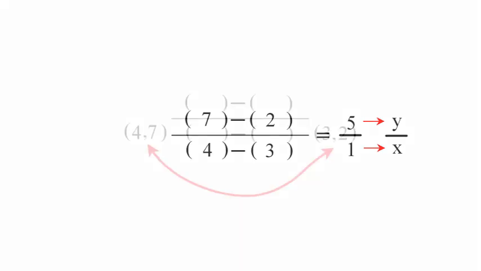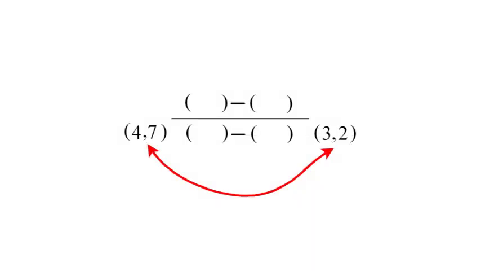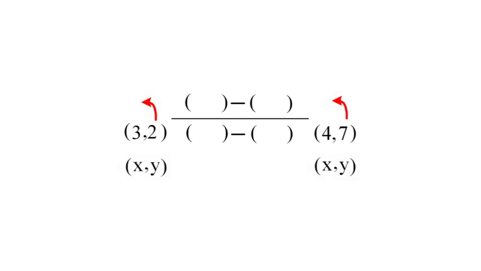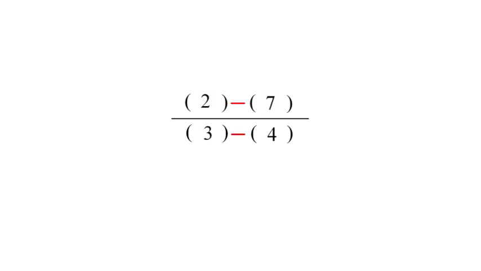I did this problem with the point 4, 7 first and the point 3, 2 second. Let me switch the points around and show you that it comes up with the same slope. Just like the first problem, I stand the y numbers on top of the x numbers like this. Next, I slide the numbers into the slots in the formula. Now all I have to do is the arithmetic across the top and across the bottom. 2 minus 7 is minus 5 on the top, and 3 minus 4 is minus 1 on the bottom.